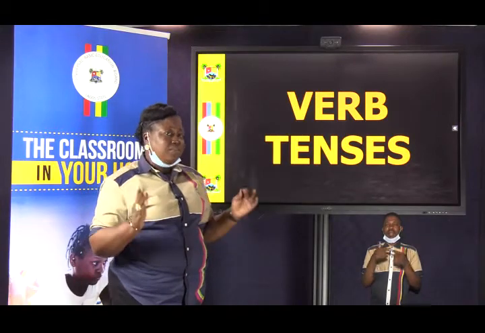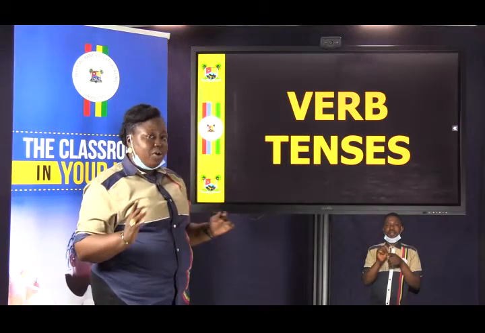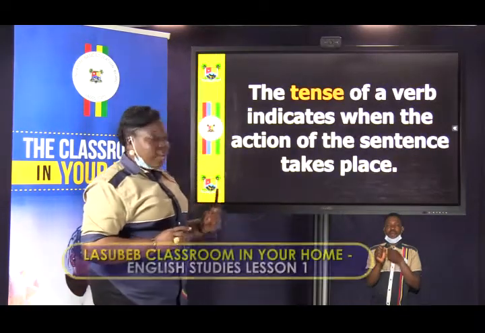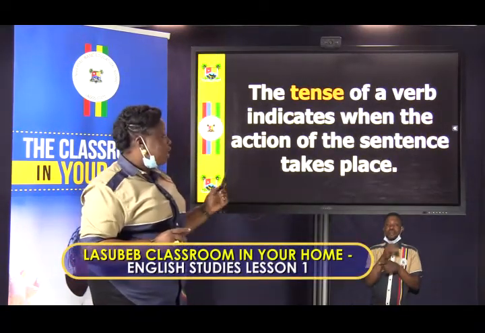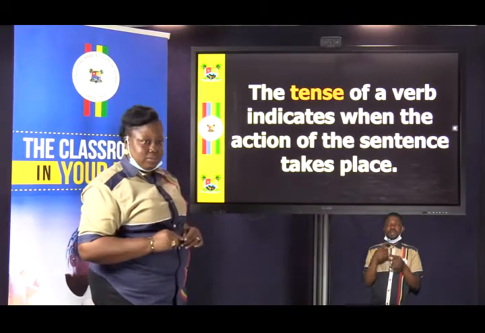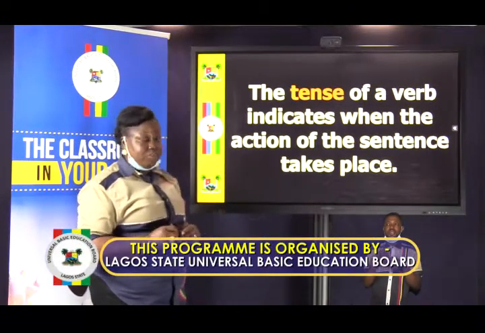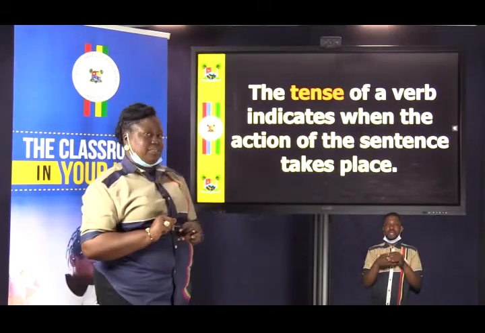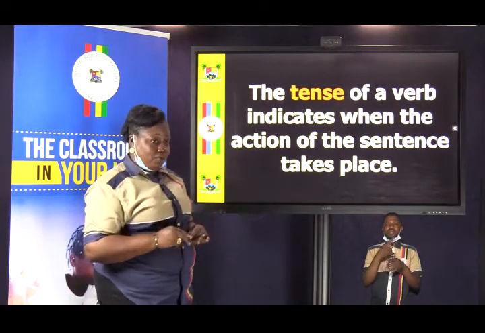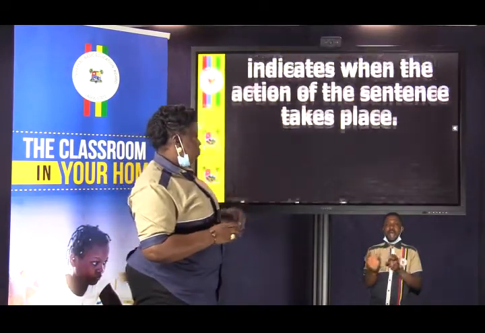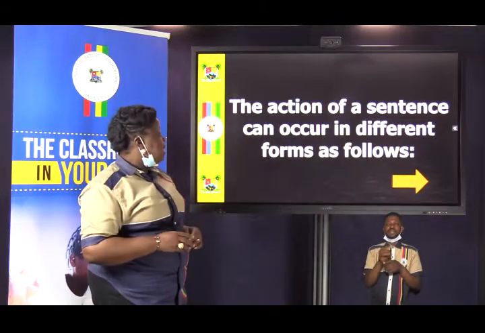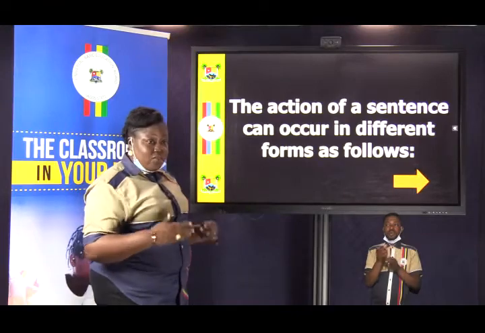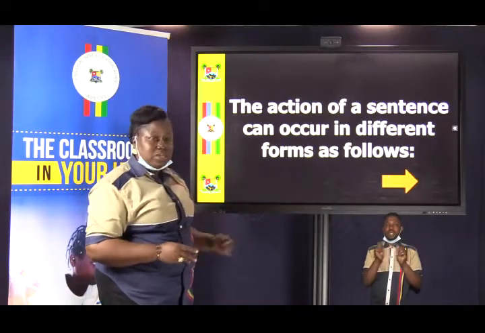Now, let's look at verb tenses. We have examples of verb tenses. The tense of a verb indicates when the action of the sentence takes place. That is talking about the timing of the action or of the verb. The action of a sentence can occur in different forms as follows.